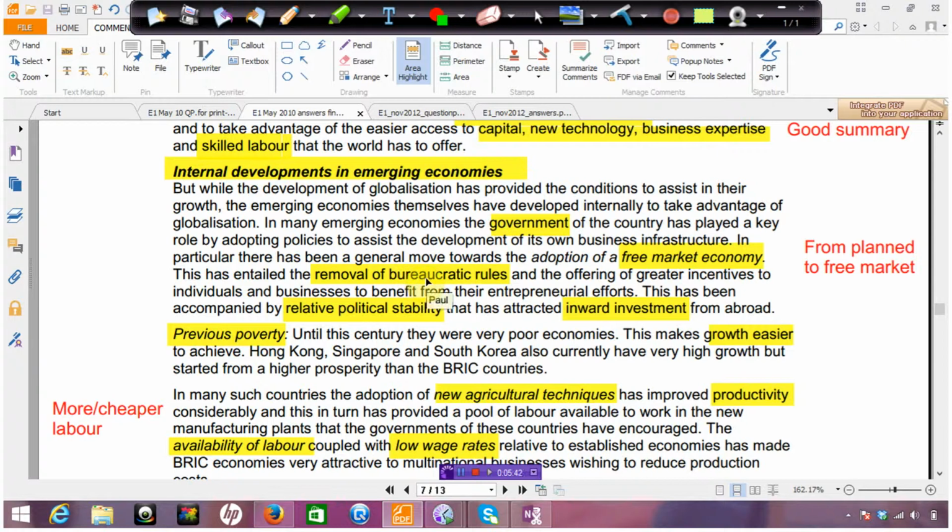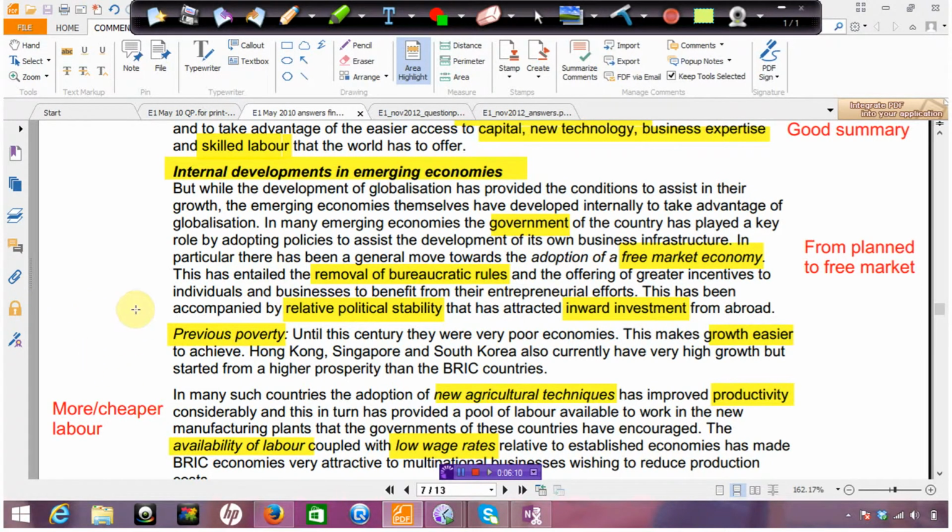And there's a certain amount of stability that perhaps wouldn't have been there 50 to 60 years ago in some of these countries. These factors don't all necessarily apply to India, but they will apply to one or other of the BRIC economies. So as a result of government action and the breaking down of barriers, inward investment has been attracted to these countries, and that leads to development.